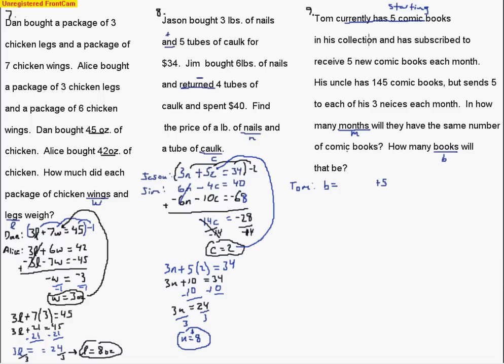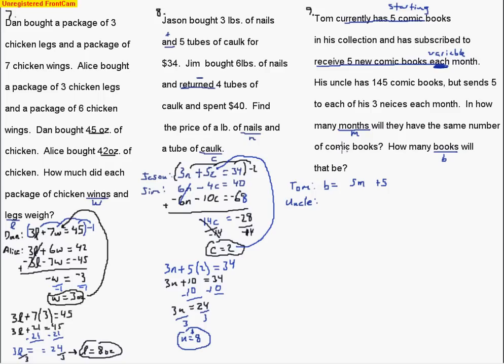So he starts with 5, and he subscribes to receive 5 new books each month. That's a key word there. It tells me I'm dealing with my variable amount. And so I'm going to write down 5m. I don't know the number of months, but I know he receives 5 each month.